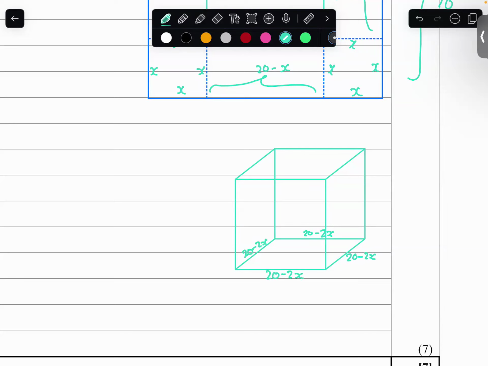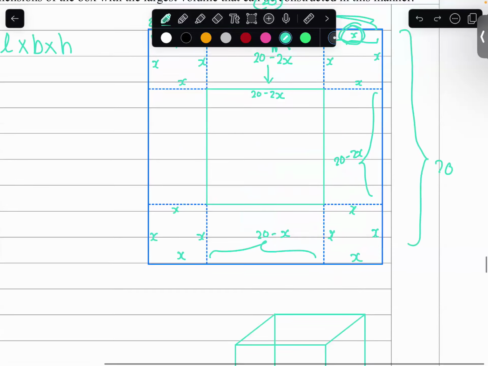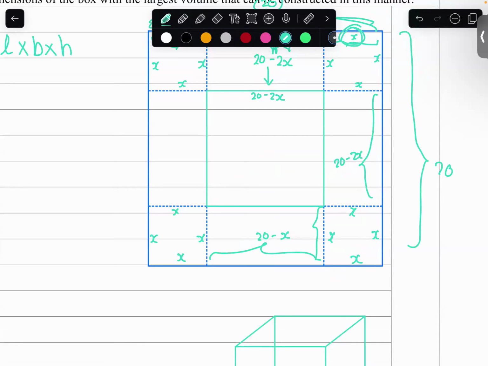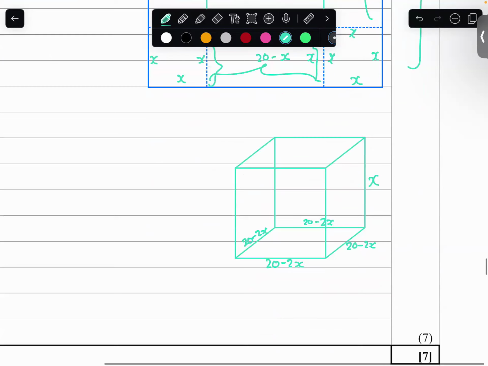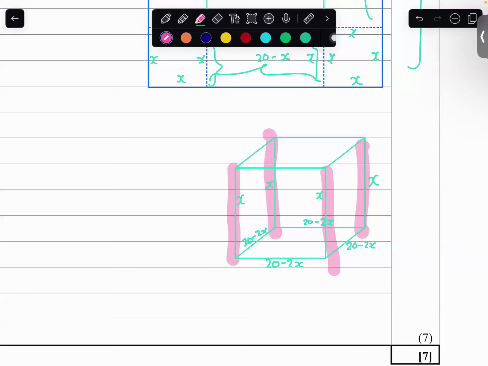Right, this distance coming up is this distance because this is being folded up. This is being folded upwards, right? And that distance is x. So these distances here that are getting folded up, that's x for all of them. We're talking about these lines. Those are the parts that were folded upwards, and that's x.